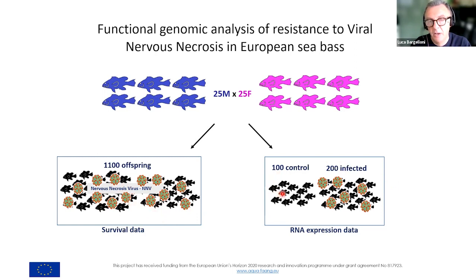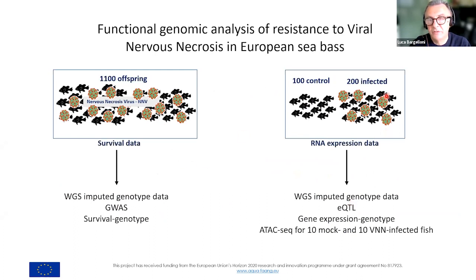And another group of fish were kept separate and were infected or not. We did not wait for them to die. We stopped them at 48 hours, and they were either controls or infected, mock infected or controls. And then we analyzed the global transcriptome of these fish. And from those 2 different phenotypes, one phenotype was the classical survival data, and the other one was the RNA level expression of all the coding genes in the genome of the European seabass.